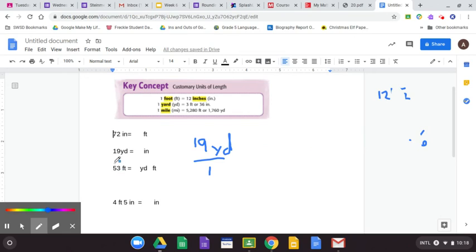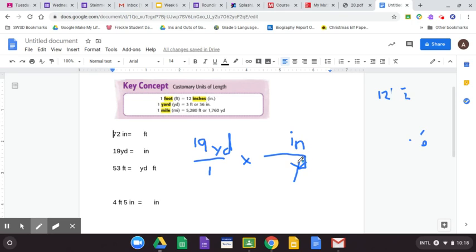Okay, the next one is 19 yards equals how many inches? So again, you put 19 yards over top of 1. You multiply it. You're putting another line. Because yards is at the top here, yards goes at the bottom. They cross cancel each other out. Then we're going into inches, so inches goes up here. And I go to my conversion chart.